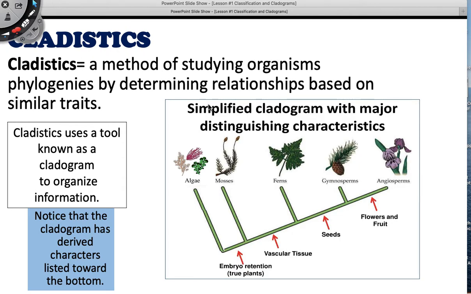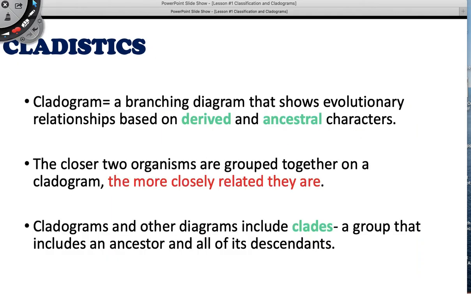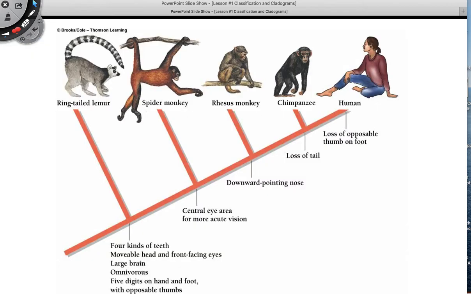Okay, so that's the definition of cladistics: a method of studying organisms' phylogenies by determining relationships based on similar traits. We looked at the cladogram in the slide before. It's a branching diagram that shows evolutionary relationships based on derived and ancestral characters. The closer two organisms are grouped together on a cladogram, the more closely related they are. Cladograms and other diagrams include clades, a group that includes an ancestor and all of its descendants.